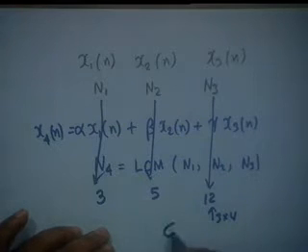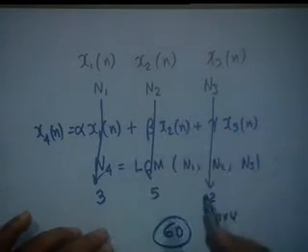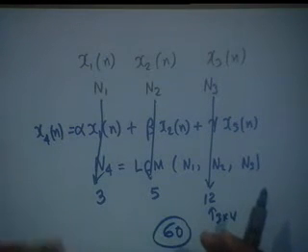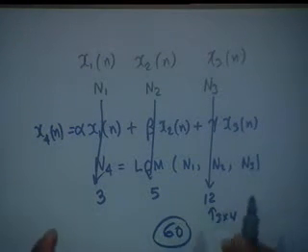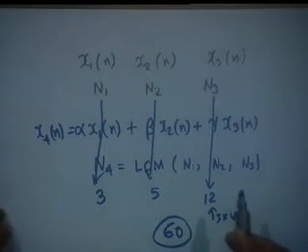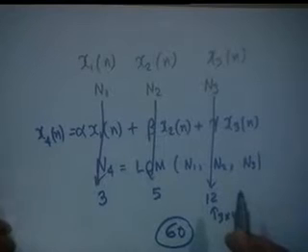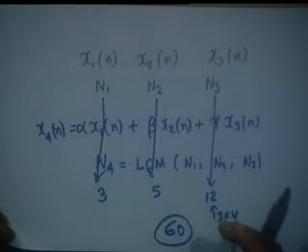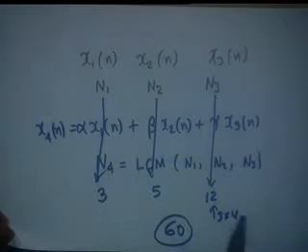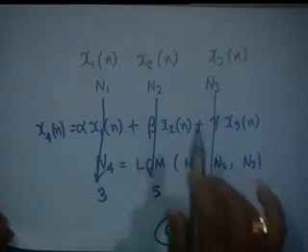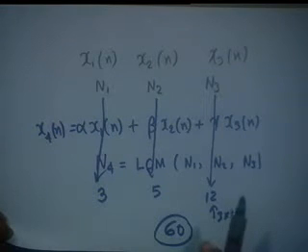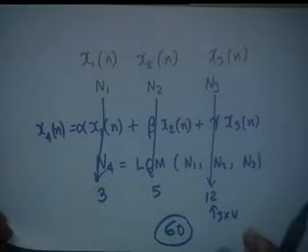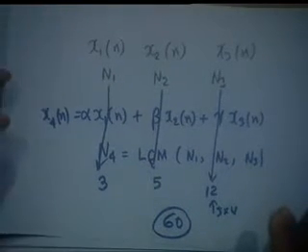So at this number 60, each of them must have completed an integral number of cycles, and therefore the combination is periodic with a period of 60. So the sum of digital periodic signals is also periodic. If these are prime with respect to each other, for example 3 and 5, the period is simply 3 times 5, 15. But if they are not primes with respect to each other, then you have to take the LCM of these 3 numbers to get the total period.